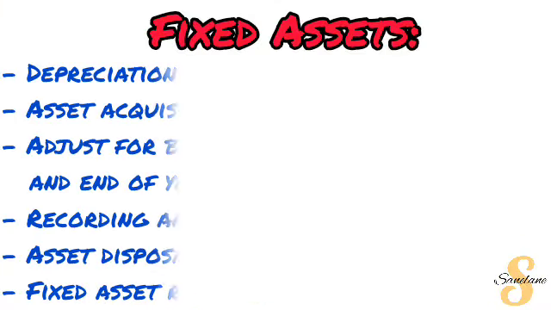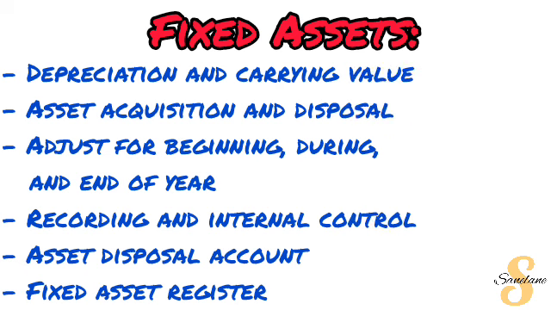The next topic we're looking at is the fixed asset topic. Fixed asset has a lot of the things that you would have seen in your paper one. So if you're fully prepared for your paper one, you're not going to struggle with this topic at all. What we're looking at is, are you able to calculate your depreciation using both depreciation methods? Are you able to calculate your carrying value as well? We are looking at asset acquisition and asset disposal.